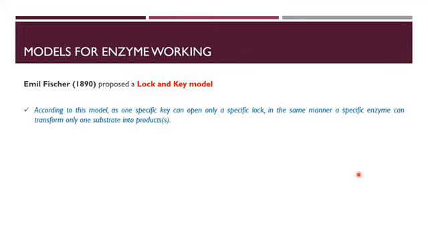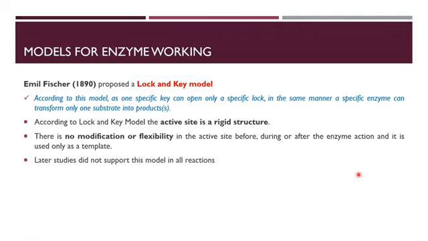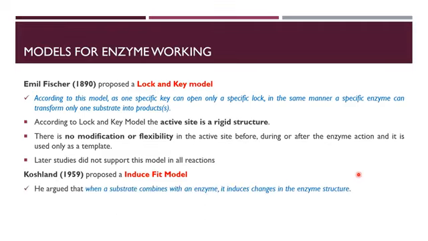Now, models for enzyme working. According to the Lock and Key model, which was proposed by Emil Fischer in 1890, the enzyme's active site is a rigid structure. Okay, so if a specific substrate binds to this active site, it must have a specific shape to get attached to the enzyme's active site. And after that, the induced fit model by Koshland explains that the enzyme's active site has some kind of flexibility. So if a substrate binds to it, the site will be modified. Okay.